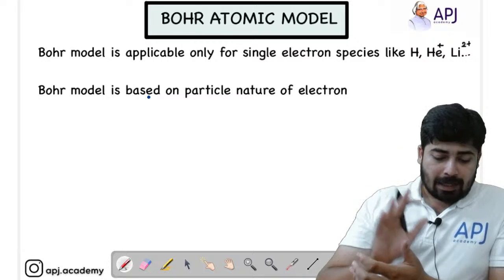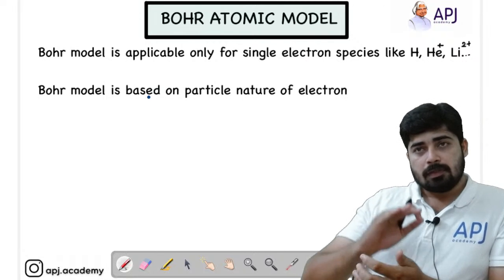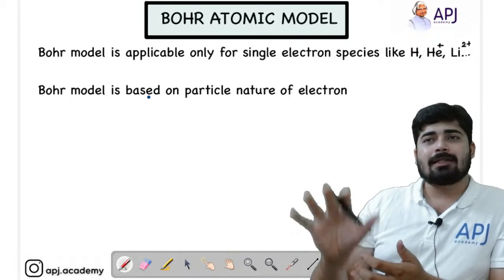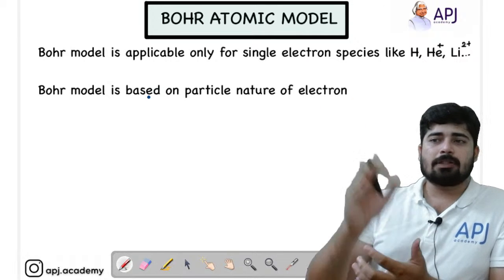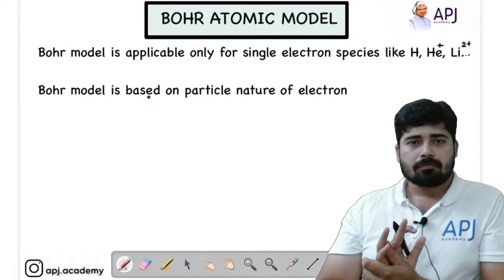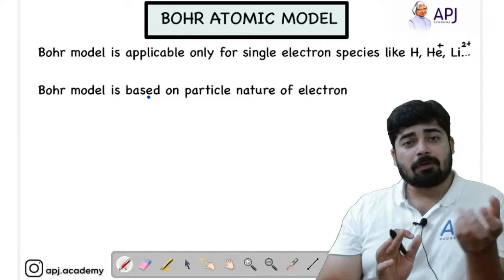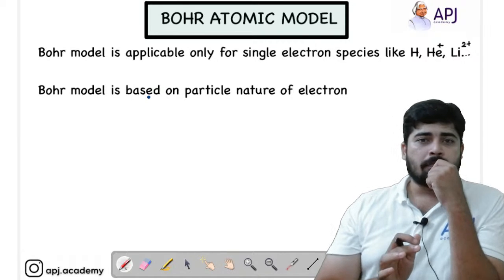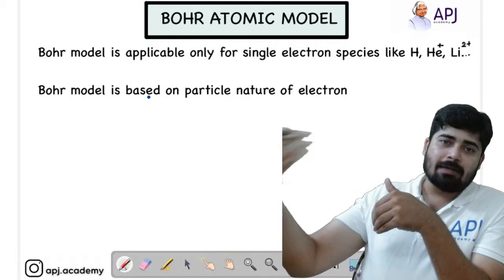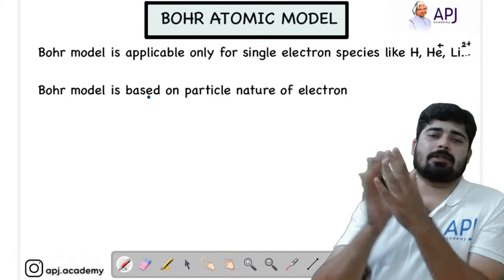So if you are considering the other atoms or the other elements, then we have to consider the ionic state. That means, for example, helium. We know that helium consists of 2 electrons, but the Bohr model is only applicable for the helium plus ion, because helium plus consists of only 1 electron. Likewise lithium 2 plus, beryllium 3 plus, likewise it goes.